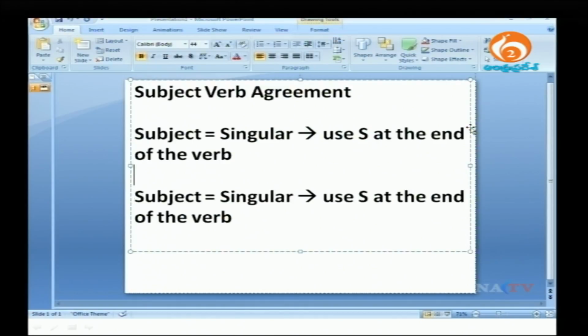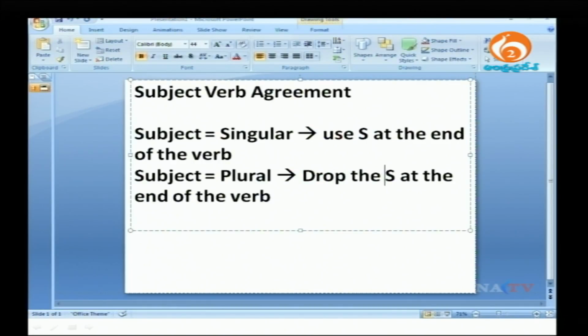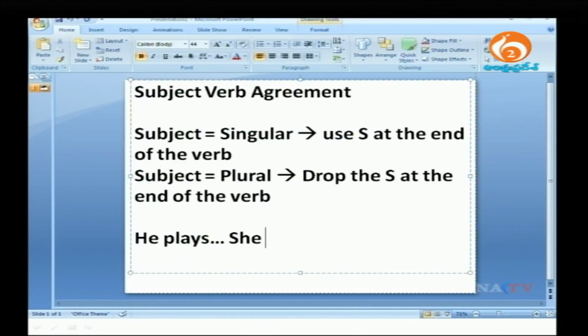If the subject is plural, drop the S at the end of the verb, which means he plays, she plays, they play. Correct? So he is singular, so I use an S. She is singular, I use an S. But they is plural, I will drop the S.